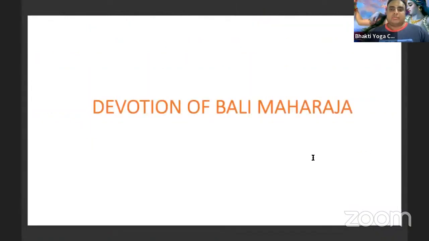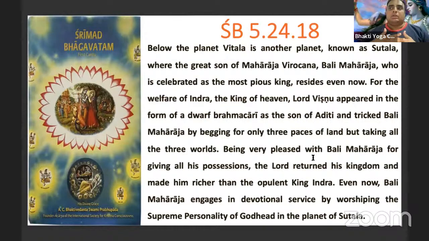Now, regarding the devotion of Bali Maharaj, we saw the description regarding the Sutala planet, which is the abode of Bali Maharaj. If we look at the verses starting from verse number 16 in this chapter, chapter 24 of the 5th canto, there are just single verses to describe all the planets. But only when it comes to this Sutala planet, there are about 10 or 11 verses, because it talks about Bali Maharaj.